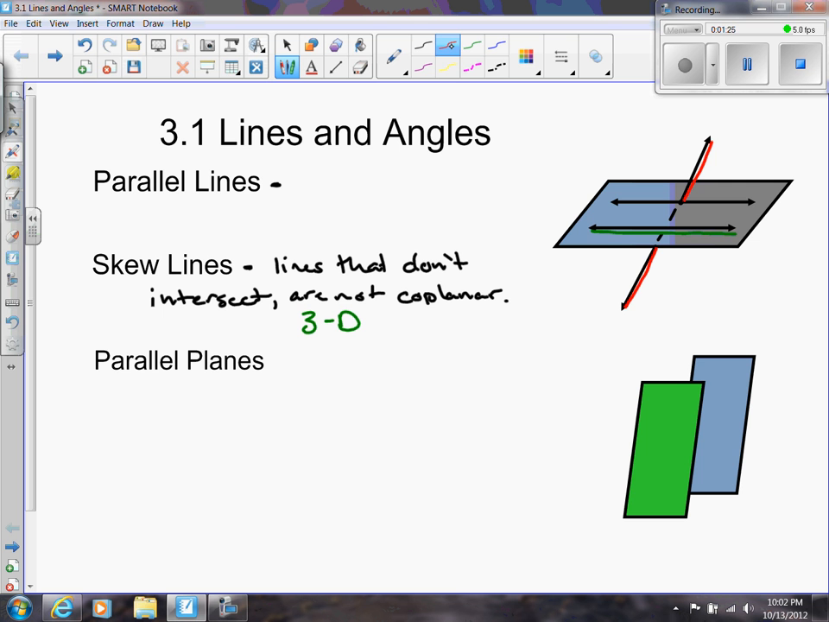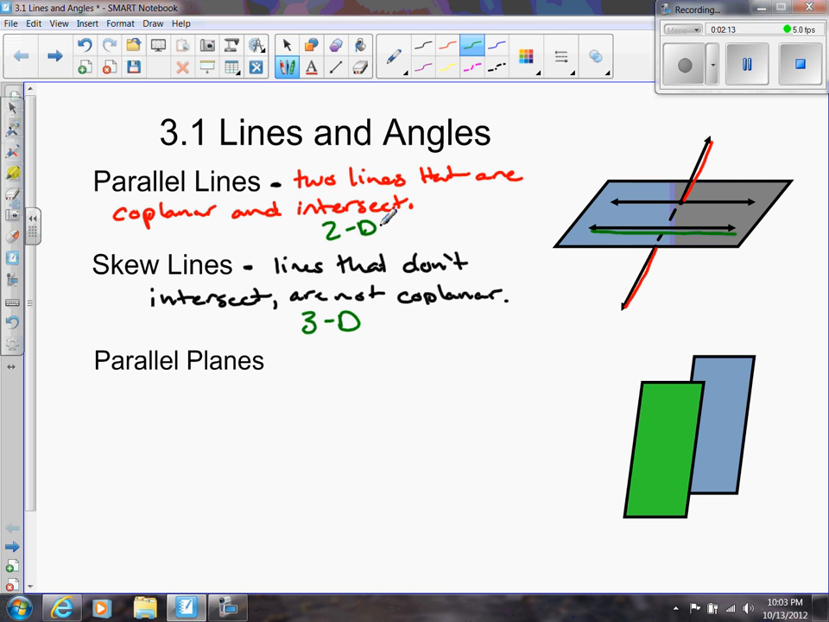Now, parallel lines are lines that are coplanar. So two lines that are coplanar and do not intersect. If you think about that, they're always going to be the same distance apart. That's another side note, not technically the definition, but it's a fact. In order for this to happen, we need to stay in 2 dimensions. We don't want to leave the plane.